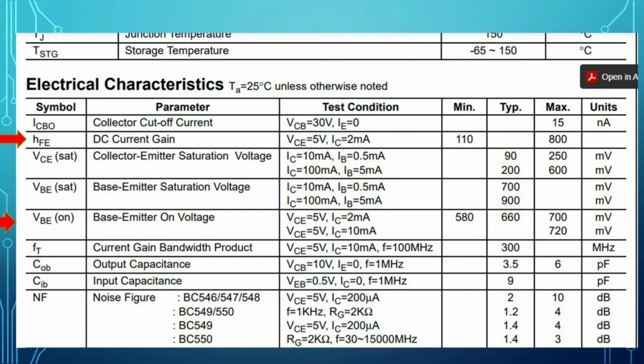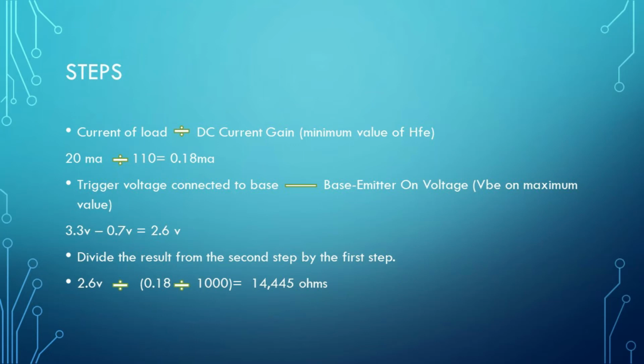It's time to now calculate the resistor value. First, I need to divide the load current, that's 20 milliamps, by the hFE value, that's the DC current gain, which gives me about 0.18 milliamps. Now I also need to use Ohm's law, because I know the forward voltage of the diode in the transistor will take about 0.7 volts. That's the base-emitter on voltage. So I will lose about 0.7 volts when I use the transistor.